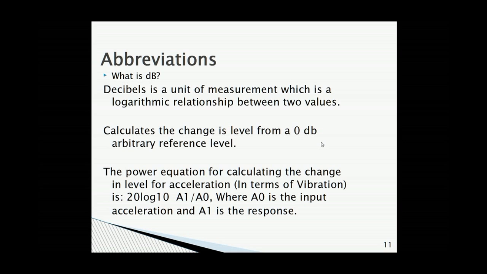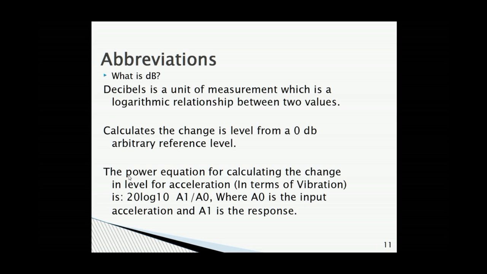Once you have a reference point, any change in that reference could either be an increase or a decrease in gain or in power level. So that is all a decibel is. It provides a logarithmic relationship between a reference and a change from that reference point.